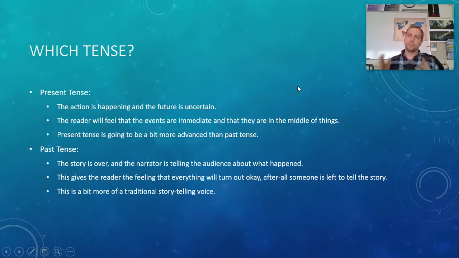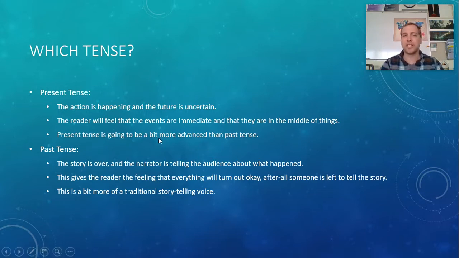All right, and so which tense should you use? It's really up to you. I can say that the present tense is really good if the action's happening and the future is uncertain, right? You don't want your reader to know whether or not things turn out okay. It's happening right in the middle of things. It makes your reader feel uneasy because they don't really know what's going on. It makes the events seem more immediate because you're right in the middle of things. It's not a story that happened and is concluded. You're right in the middle of it.